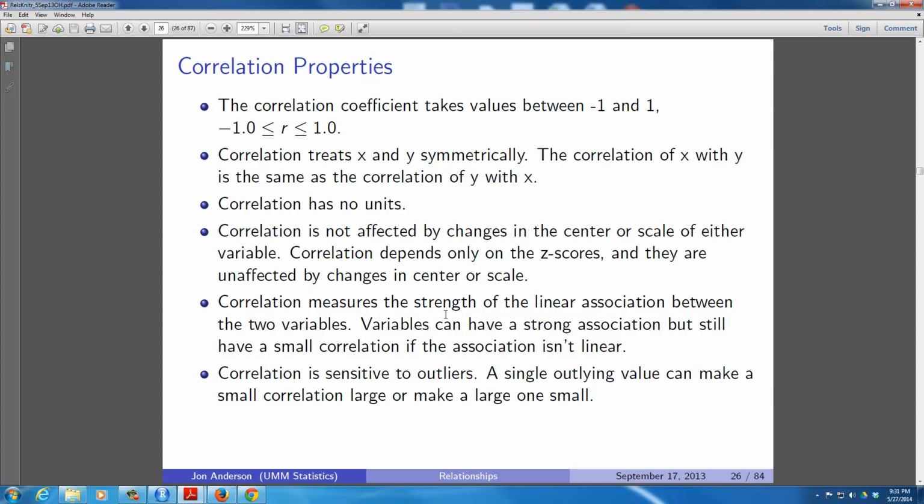Correlation is symmetric. It doesn't matter which variable is x and which variable is y. Correlation doesn't have any units. It doesn't have a unit interpretation. It doesn't depend on how the variables are measured. Changes in the measurements of y and x really don't change the correlation coefficient. And it's good to know that correlation is measuring the strength of the linear trend, upward or downward. If there are nonlinear trends, correlation doesn't measure that. Correlation is also very sensitive to outliers, and we'll see examples where a single data value can really artificially inflate or deflate correlation.